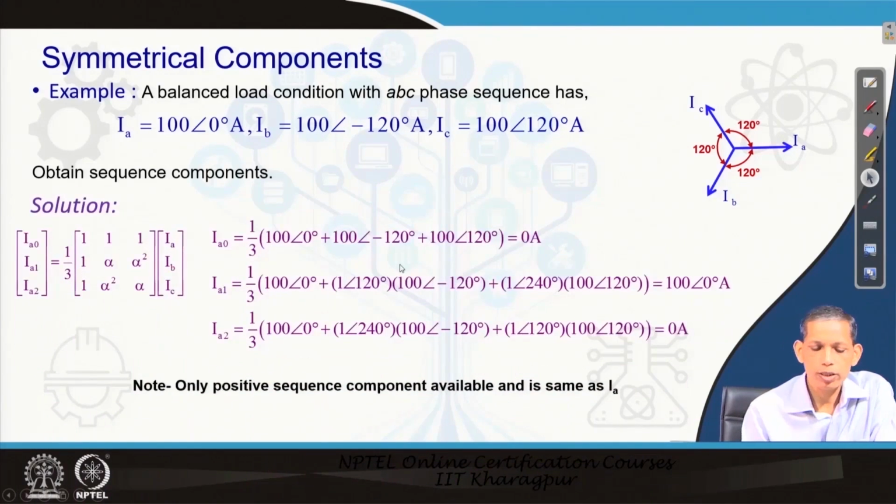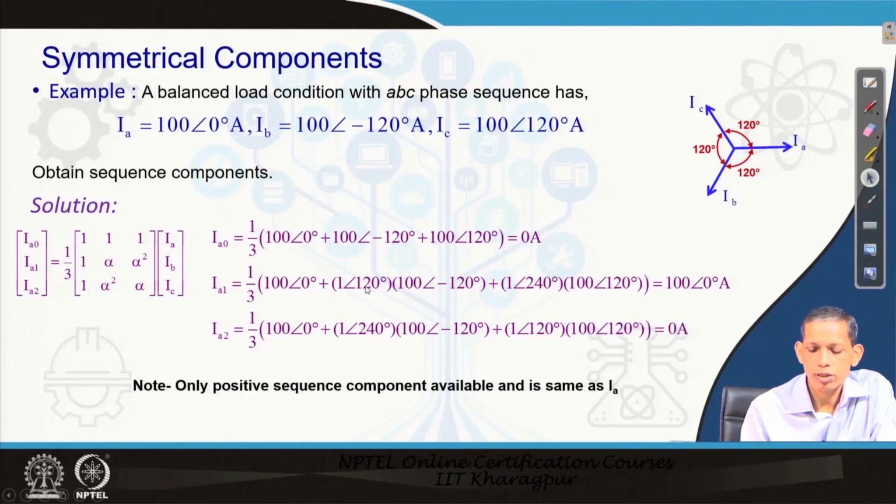Now, we calculate as we did for the voltage in the earlier case. Here we see IA0, IA1, IA2 equals T inverse into IA, IB, IC. If we calculate IA0 in this manner, because all three phasors are balanced, the phasor sum IA plus IB plus IC becomes 0 ampere.